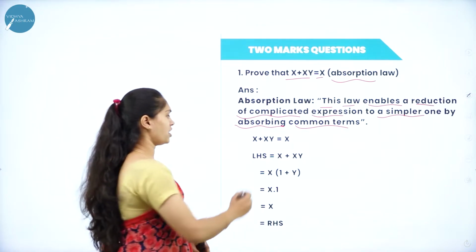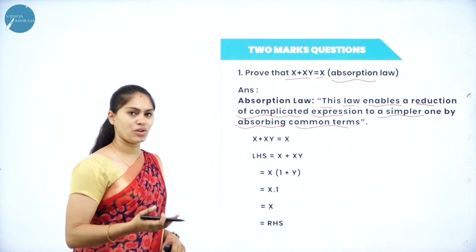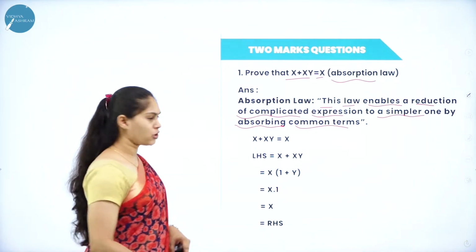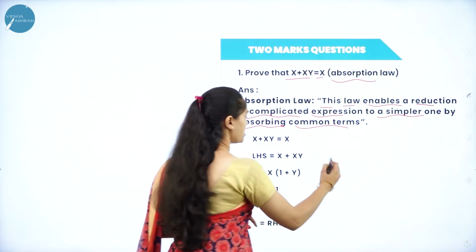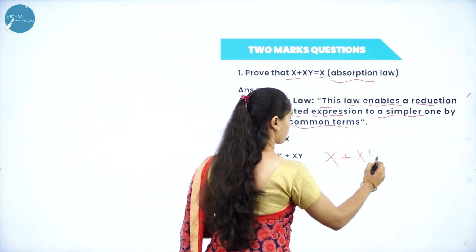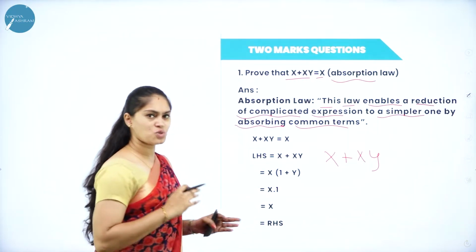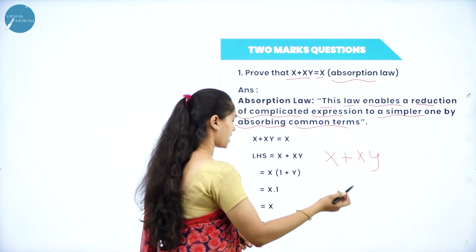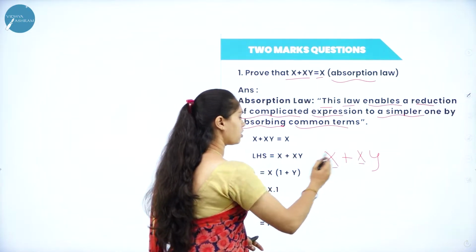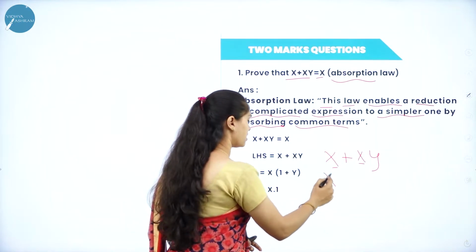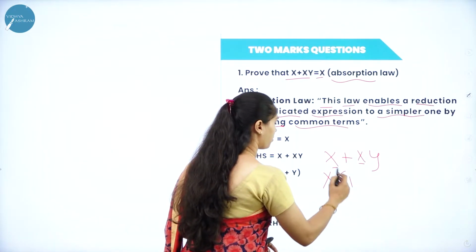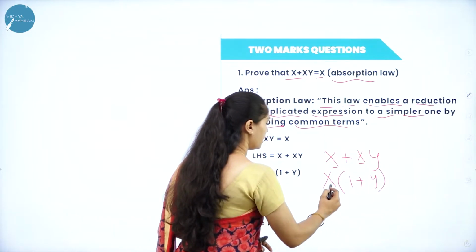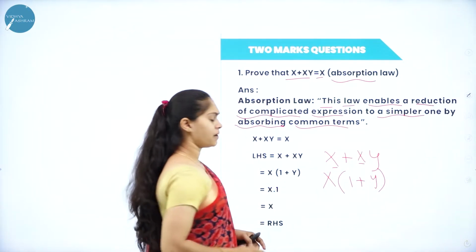So we'll see the question, x plus xy is equal to x. That means I need to prove x plus xy is equal to x. How are we going to do that? Let me consider the LHS, that is x plus xy. If you observe, what is the common thing in both parts, x plus xy? I have a common x. So let me take x common, and the remaining factor will be 1 plus y. So x into 1 plus y.